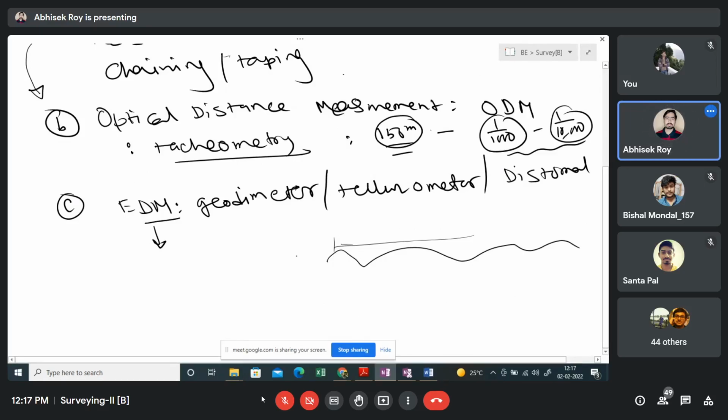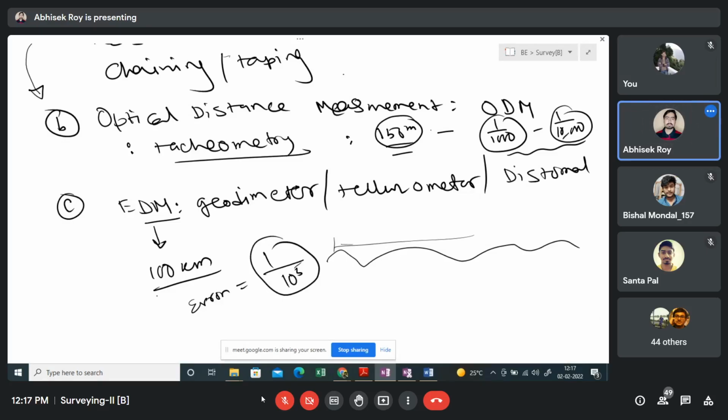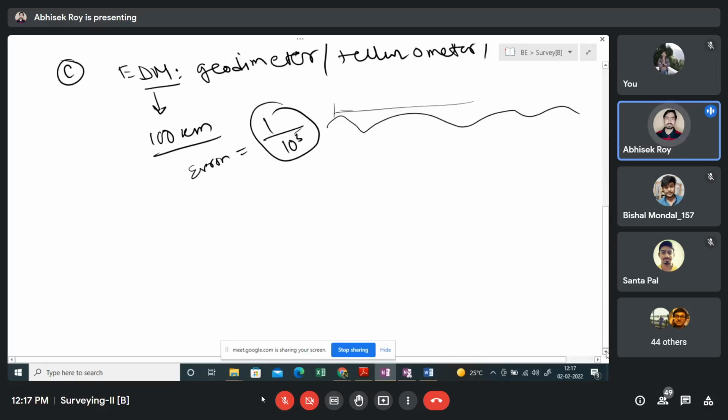That means over a range of 100 kilometer you can measure with an error of only 1 in 10 to the power 5. So you can see even when you are measuring a large distance, the error is very minimal. So that is the accuracy level of EDM. That's why we prefer EDM nowadays. We can do the surveying very easily and very rapidly, right?